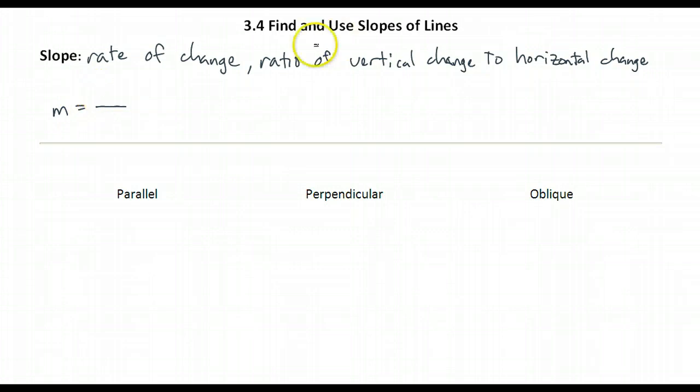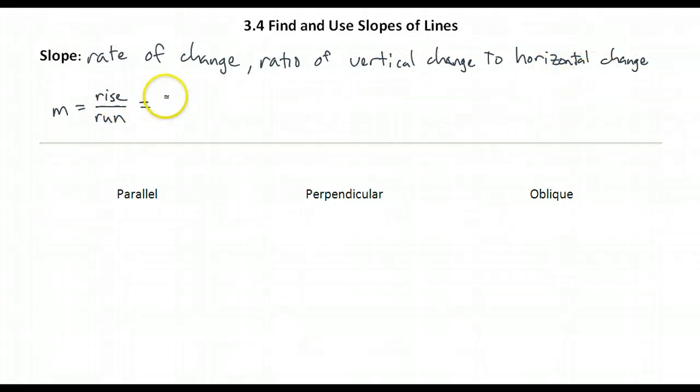In our numerator, our vertical change is going to be our rise, and our horizontal change is going to be our run. So to figure out slope, we need to find how much our rise changes versus how much our run changes. How much we've changed vertically to how much we've changed horizontally.